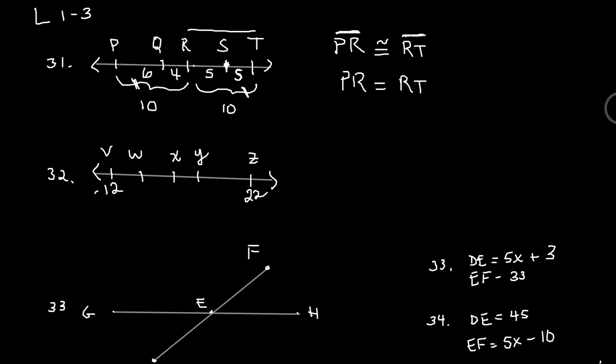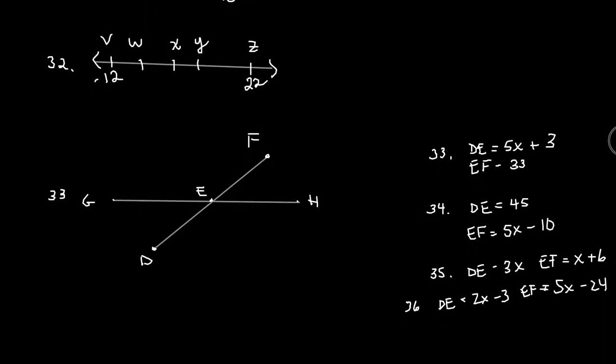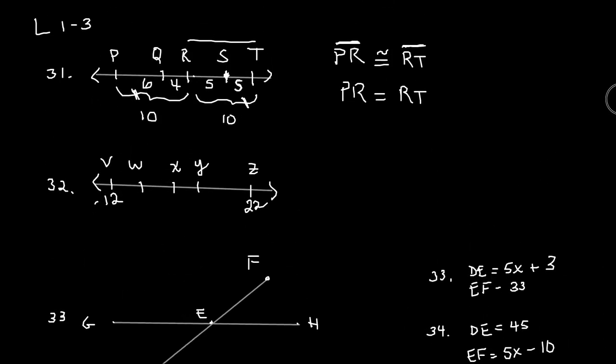Now, 32 is a little bit more challenging. If you look at 31, they're asking the lengths of segments. So 31, part A, says what is the length of RS? Now you see there's no bar on top of it because they want a number. They want to know what number it equals. RS is the distance between R and S, the length of that segment, which would be 5.